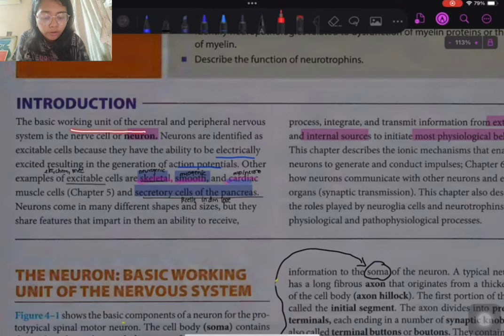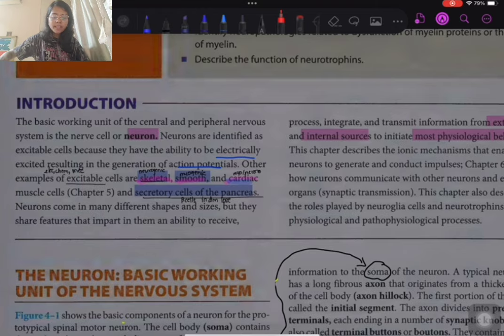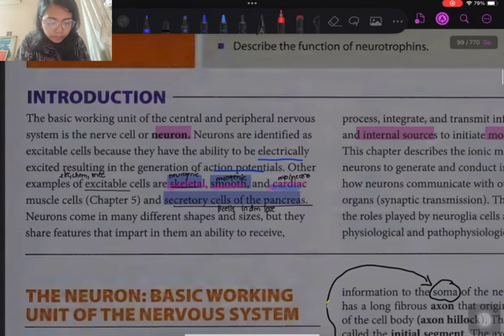So yeah, intro. The basic working unit of the central and the peripheral nervous system is the nerve cell or the neuron. Neurons are identified as excitable cells because they have the ability to be electrically excited, resulting in the generation of action potentials. Other examples of excitable cells are skeletal, smooth and cardiac muscle cells, and secretory cells of the pancreas. Okay, so the basic working unit of CNS and PNS is neuron.